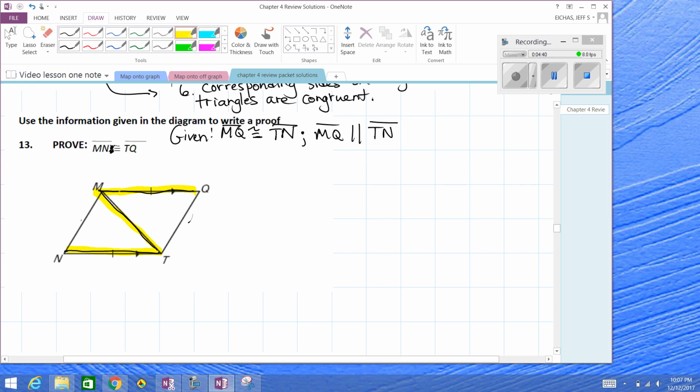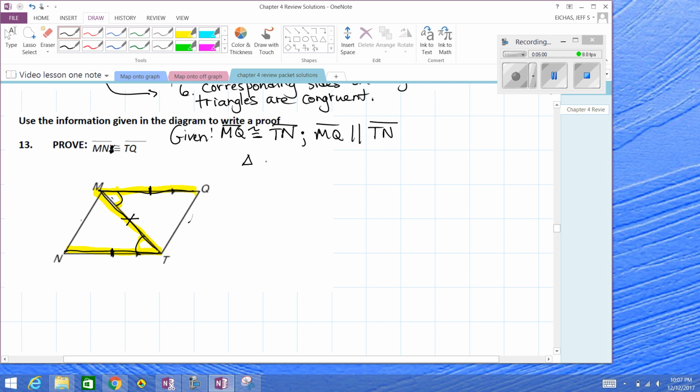And then what that's going to give you is the inside corners of those, which are your alternate interior angles. So they're going to be congruent, so we can mark those. Then we'll have a pair of sides, right? They're already marked. And then we can add in the reflexive property. So we've got a side-angle-side proof.